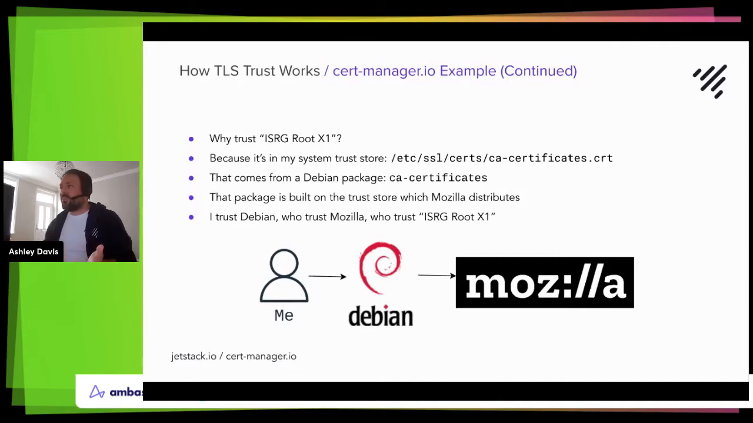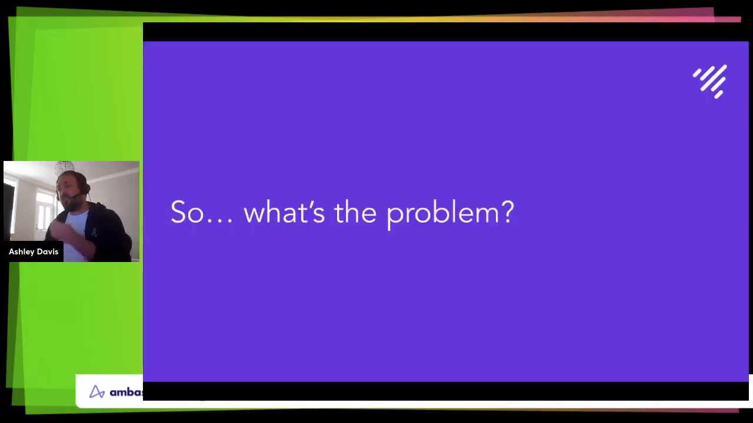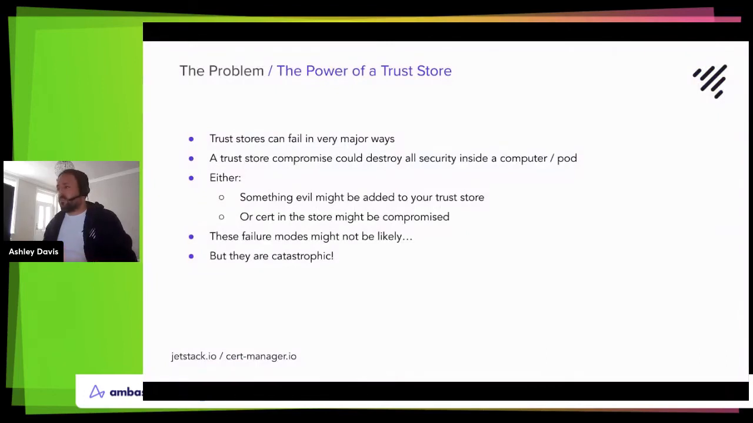So what's the problem, right? What's the problem with any of this? I've just given an example of how it all works. It's not that simple, obviously, or this talk would be a lot shorter. So the actual problem that we have to look into is, what happens if a trust store fails? What happens if this goes wrong?